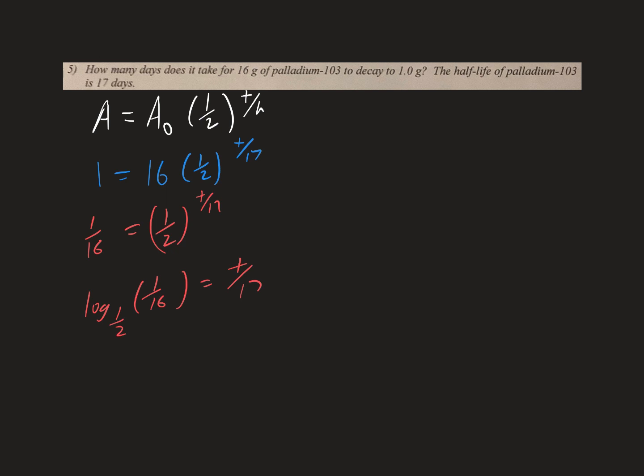My final step before I punch it in the calculator is to multiply by 17. So we'll get something like this: 17 log base 1/2 of 1 over 16 equals t. Then we'll go to our calculator and punch it in, and you should come up with 68 days. And that is how you can calculate that half-life time.